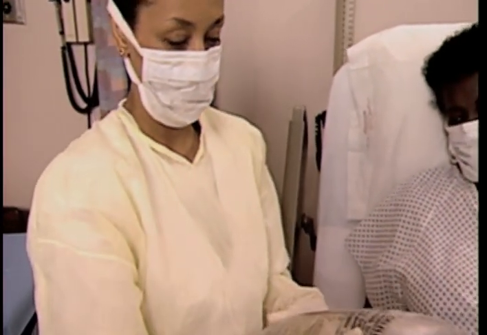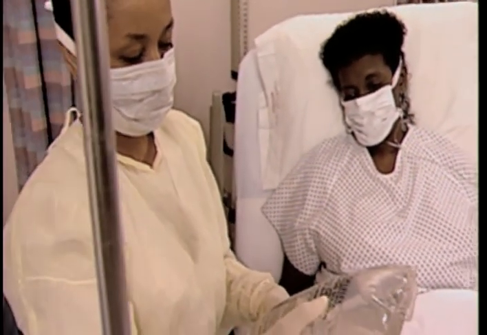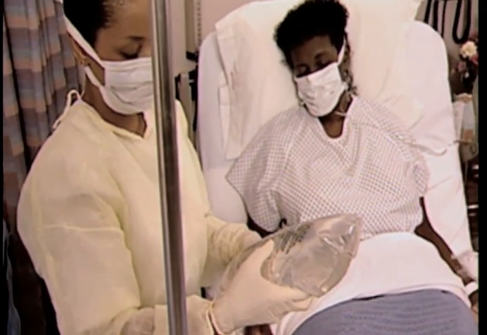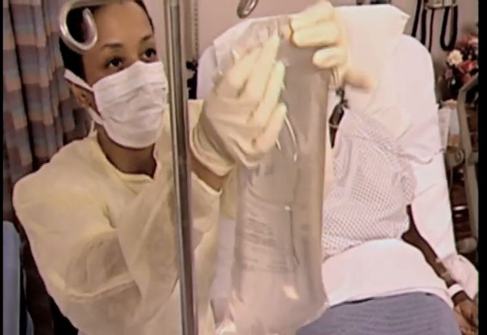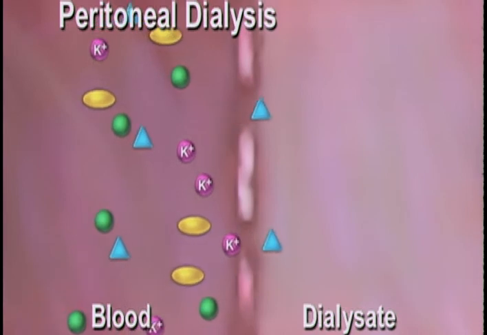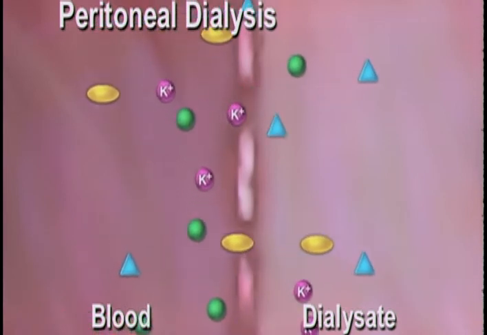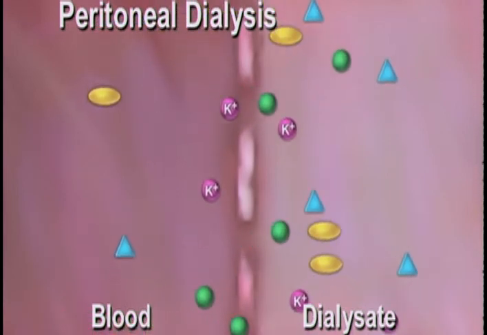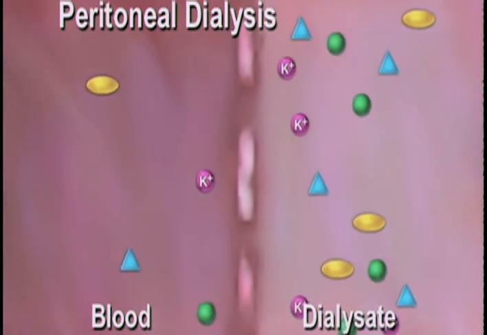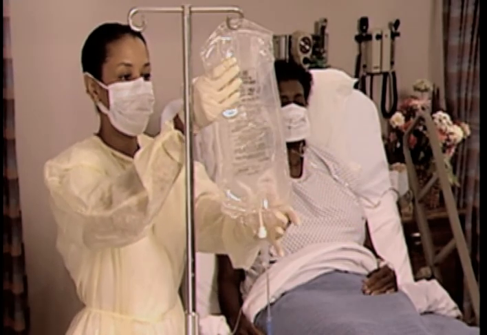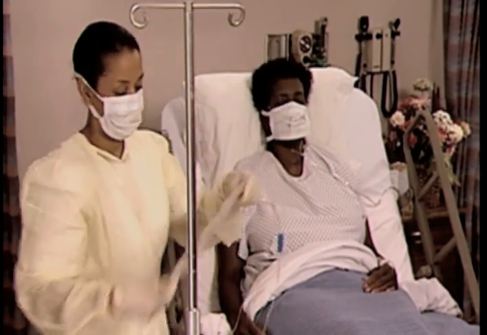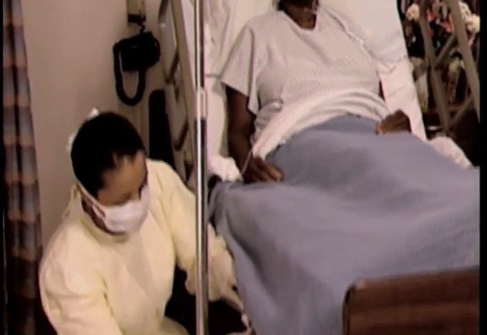To perform peritoneal dialysis, infuse a hypertonic dialysate into the peritoneal cavity. Because the peritoneal membrane is semipermeable, it allows electrolytes and uremic toxins to diffuse into the dialysate. After the prescribed dwell time, remove the dialysate through the catheter.